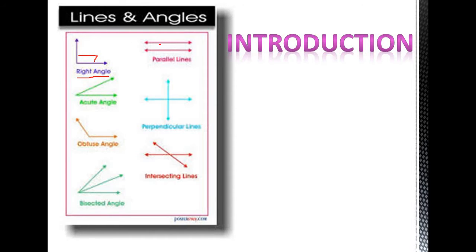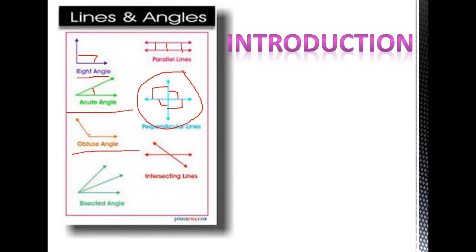These lines are called parallel lines. Why? Because the distance between them is the same everywhere. This is called an acute angle, because this angle is less than 90 degrees. And this is called a perpendicular line. Why? Because each angle is just 90 degrees.